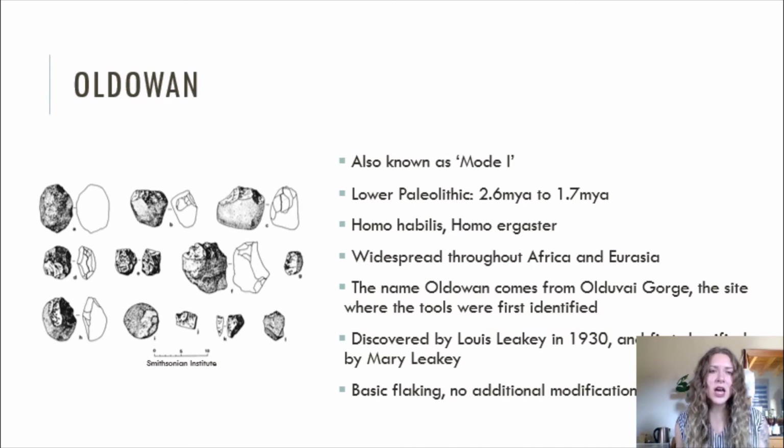As mentioned previously, the Oldowan is also known as Mode 1. It's a Lower Paleolithic technology spanning from about 2.6 million years ago to 1.7 million years ago, and it's associated with early human ancestors Homo habilis and Homo ergaster. It's widespread throughout Africa and Eurasia. However, it's only found through parts of Asia due to lack of material availability. The name Oldowan itself comes from Olduvai Gorge, which is the site in which the tools were originally identified. It's a Lower Paleolithic site in Tanzania, Africa.